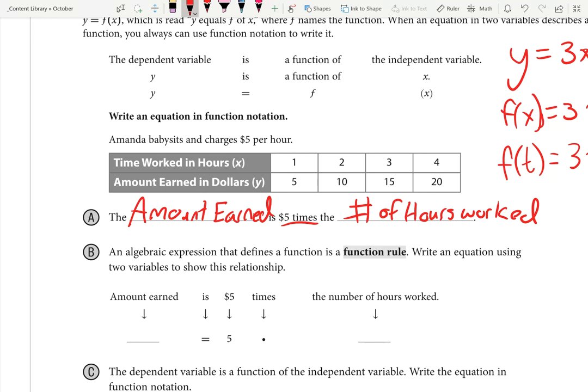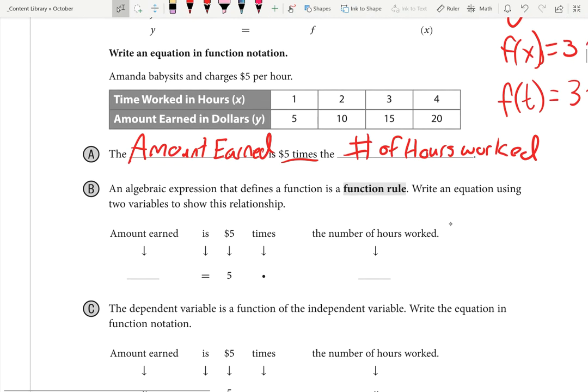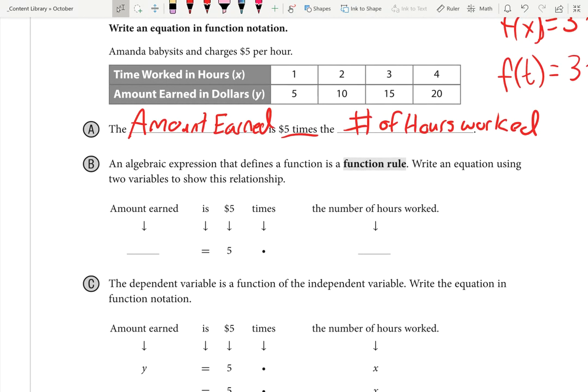So if she worked 8 hours, it'd be 5 times 8 because it's $5 per hour. 5 times 8, and that would be the amount of money she would earn, which would be 40 in that case, right? So the independent variable is the number of hours she works, and the dependent variable is the amount earned, because the amount of money she's going to earn depends on the number of hours she works.